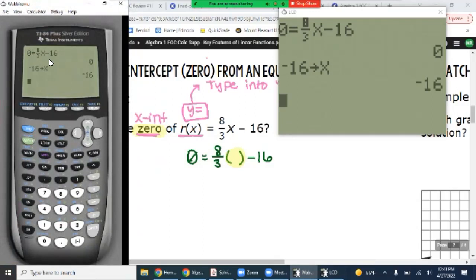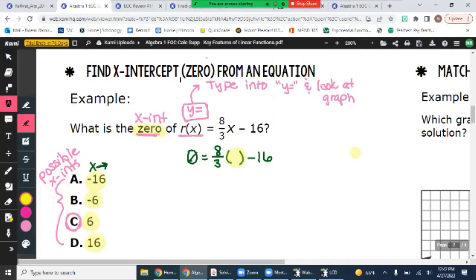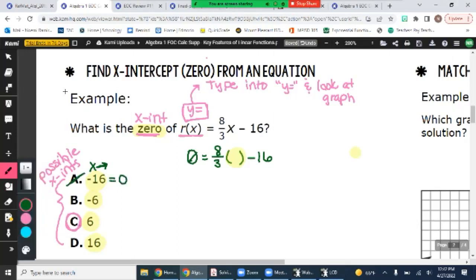All right, now that I've stored it, the calculator is going to do it for me. It's going to put a -16 anywhere it sees an X. Since I don't want to type this all over again, I'm just going to highlight it, right there. Push enter, enter. And then what does it give me? Equals 0. Why does it give me equals 0? It's not the correct answer. Equals 0 actually means it's false.